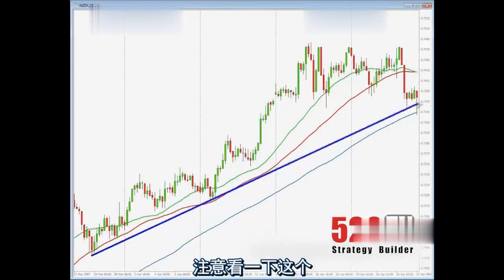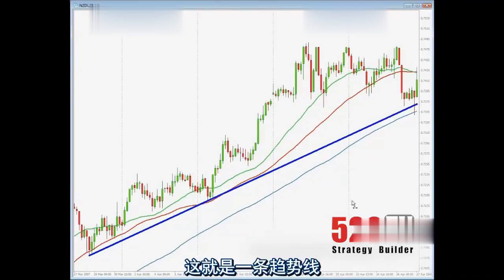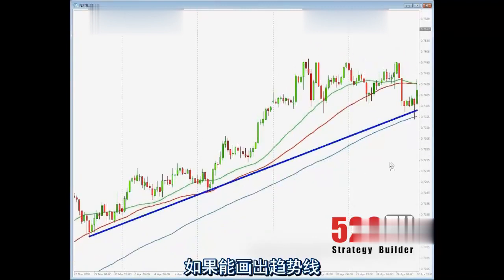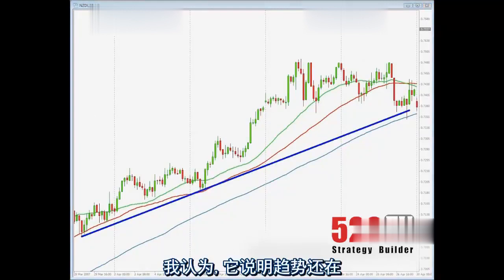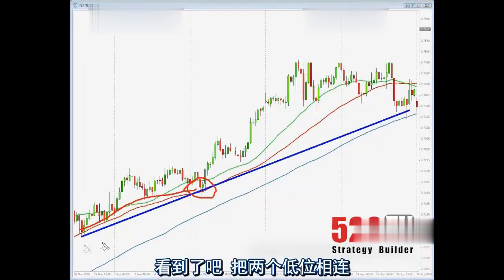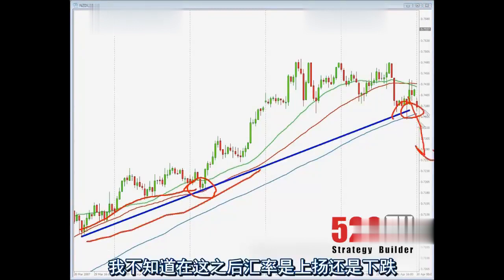Have a look at that. Okay, we have a trend line here. If I drew trend lines, in my opinion, I would still be with the trend. Okay, you see, retesting, linking these two lows and retesting it right there. I don't know if this is going to go down or up.